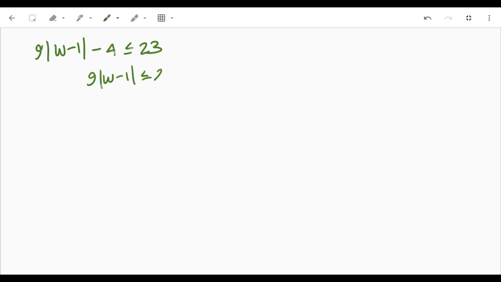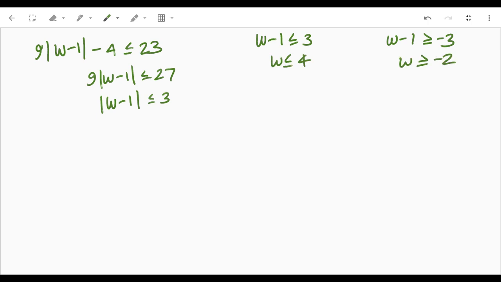A lot of kids want to distribute that 9 just like you would if it was parentheses, but it's not going to work, okay? Rather than distributing it, you want to divide it out. So divide both sides by 9. And now we have w minus 1 is less than or equal to 3, and w minus 1 is greater than or equal to -3. So w is less than or equal to 4, w is greater than or equal to -2.